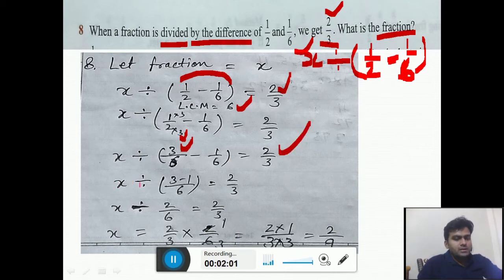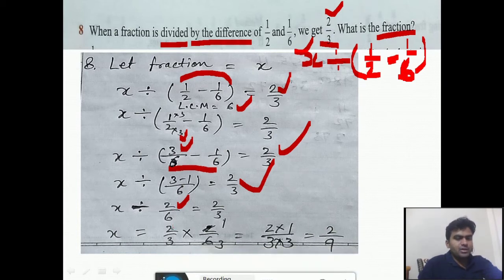Now x divided by this, 3 minus 1, because the denominator is the same, so we can subtract the numerators. So 3 minus 1 upon 6 is equal to 2 upon 3. Now 3 minus 1 equals what? 2. So now this fraction becomes 2 upon 6.